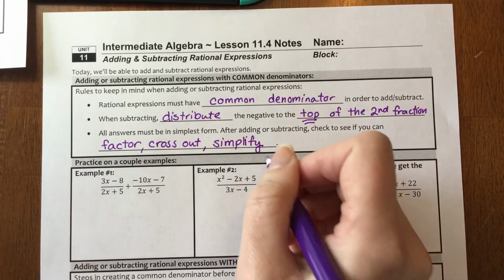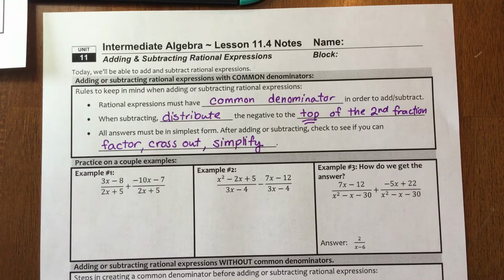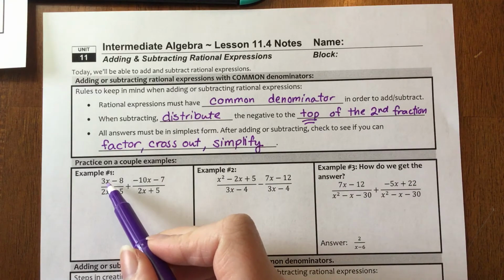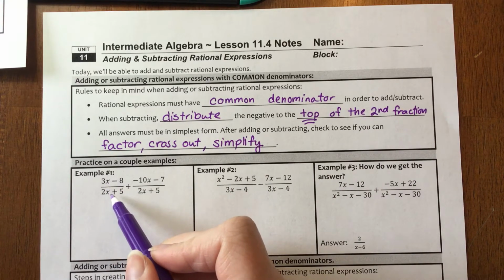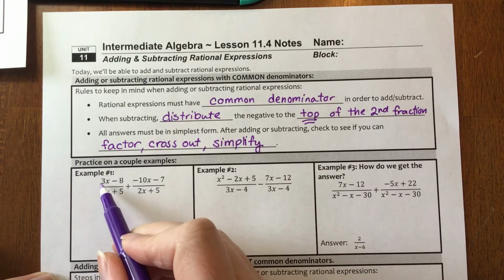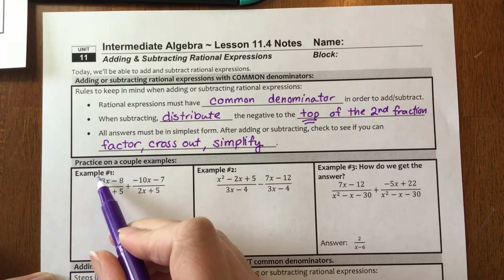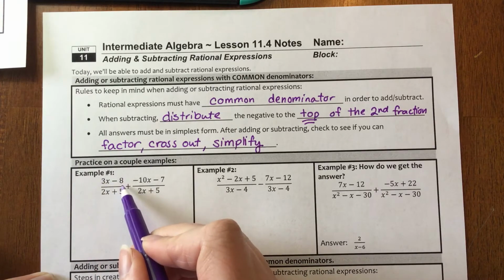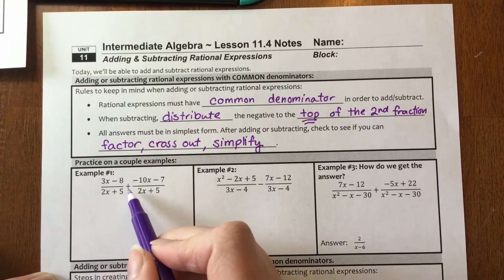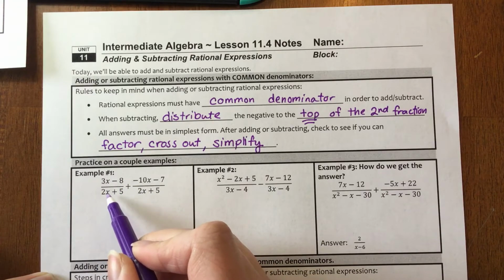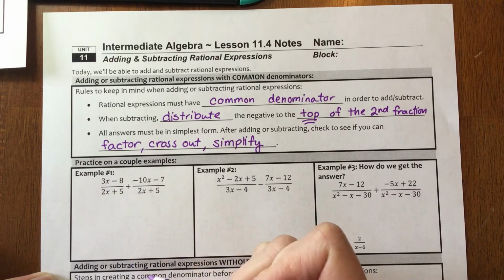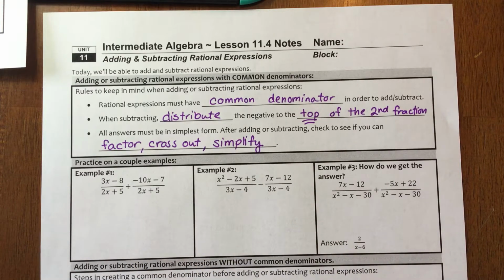Okay, please recall that when you cross out and simplify, you are not allowed to just cross out x's that are within sets of parentheses. So consider this 3x minus 8. This is technically one set of parentheses on top and one set of parentheses on the bottom. So we cannot just like cross out those x's there and there. Okay, they have to be whole factors in order to cross out.